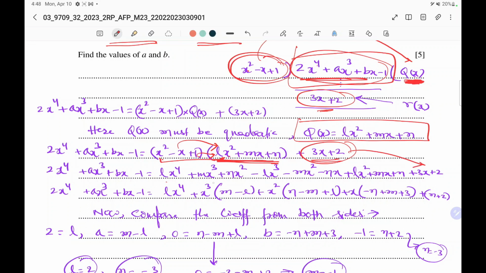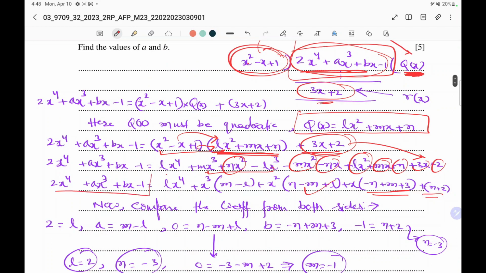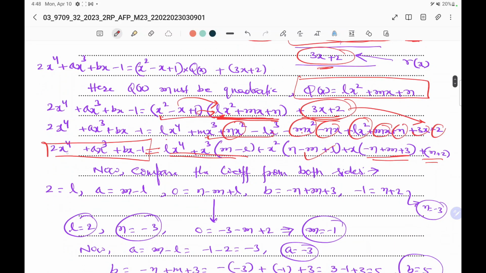Now lx to the power 4, then the x cubed terms together, m minus l from here, then nx squared, mx squared, and lx squared, so n minus m plus l, you can check here. Now the x coefficient is minus n plus m plus 3, which you can check here, and the constant is n plus 2, which is here. Now the left side also has the same kind of terms, and the right side also, and this is equal. Equal means the coefficients must be the same. So the x to the power 4 coefficient is 2 on the left and l on the right. So l is 2 directly, we got that.